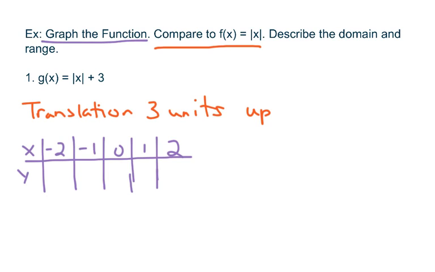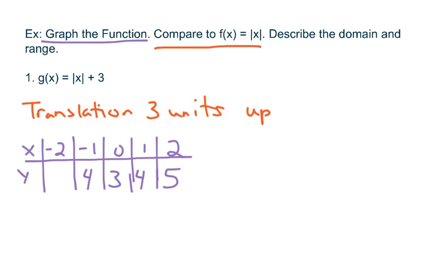Okay, we know the absolute values of the original ones. All we have to do is add 3 to all of them. The absolute value of 0 was 0, and if we add 3 to 0, that gives us 3. The absolute value of 1 is 1, and if we add 3 to that, we get 4. Same thing with 2. The absolute value of 2 is 2, plus 3 gives me 5. The absolute value of negative 1 is positive 1, plus 3 gives me 4.